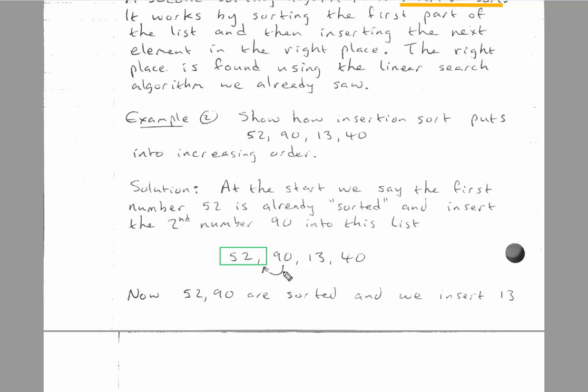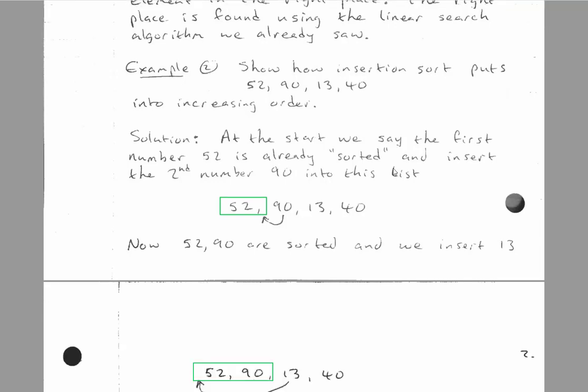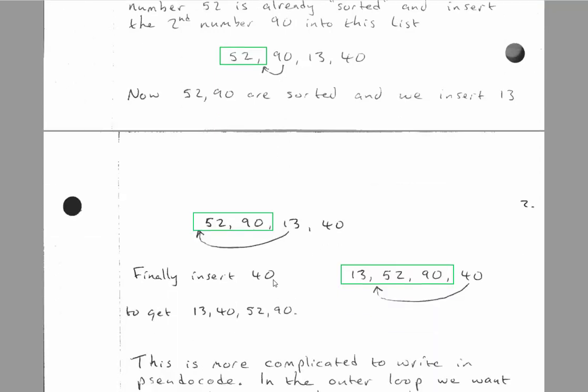And the next number, 90. Well, if we add 90 to this list, should it go in the front or on this side? So it should go on this side to be in the right place. In other words, we don't need to move that 90. Alright, so now these first two are sorted.